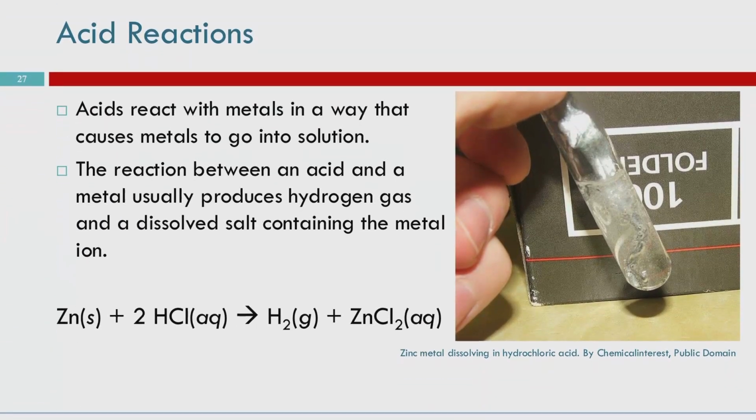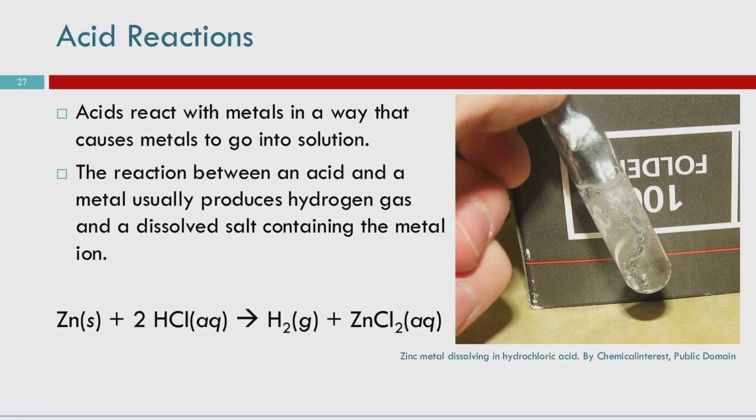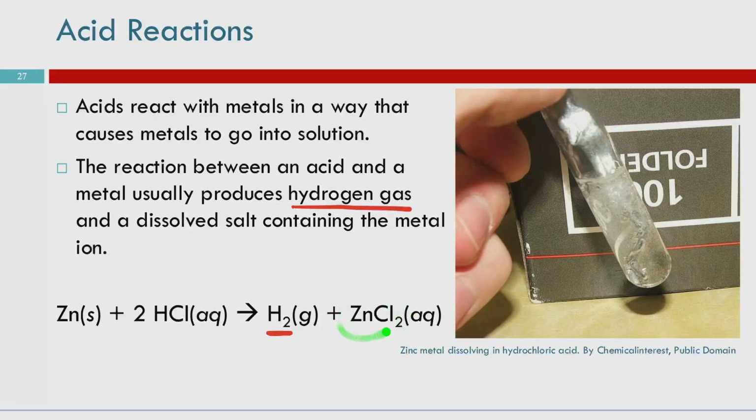Here's a picture we saw earlier. This is zinc metal dissolving in HCl. This reaction typically produces hydrogen gas. Again, that's the H2. And the dissolved salt that has the metal, in this case, zinc chloride. It's dissolved because it's got the aq behind it.